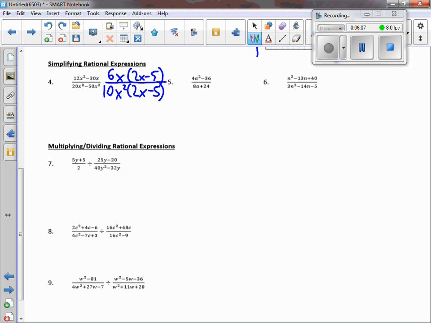The single numbers out front, 6 over 10 will reduce to 3 over 5. x over x squared. If I have 1x on top, 2 on the bottom, that 1 on top will cancel out one of the ones on bottom. So I'm left with just 1x on the bottom. And notice I have a 2x minus 5 on top and bottom. They're an exact match inside parentheses. If it's an exact match, they cancel each other out. So all I'm left with is 3 over 5x, and that is our final answer.